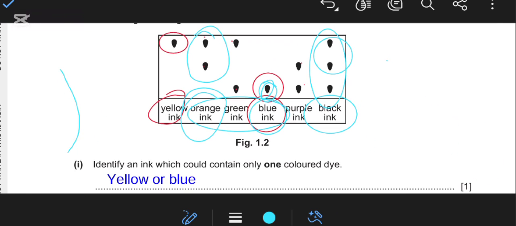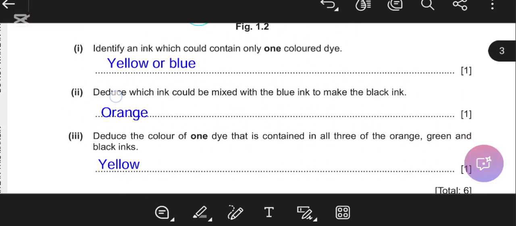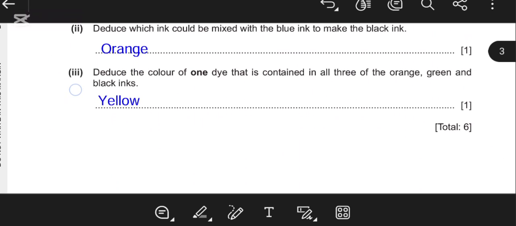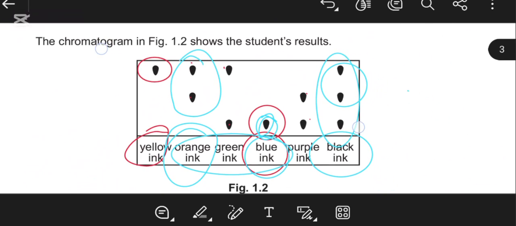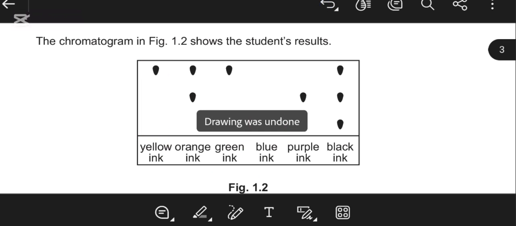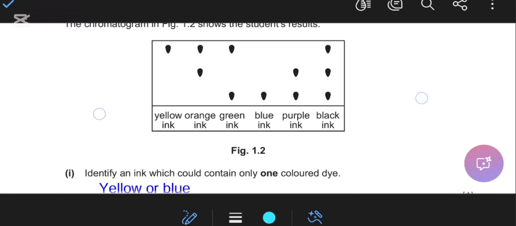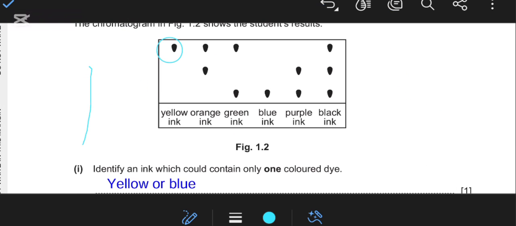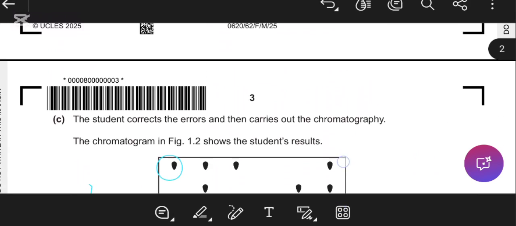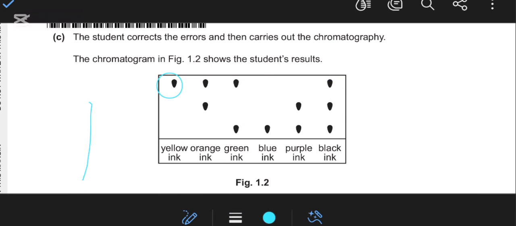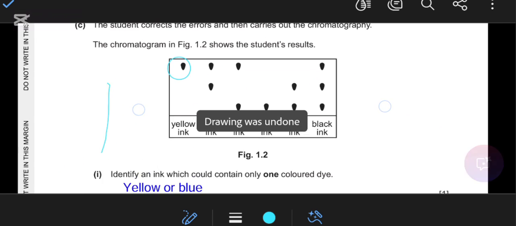So you will write orange, because they've already given that it's mixed with blue. Deduce the color of 1 dye that is contained in all 3 of the orange, green and black inks. You will see here that yellow is the dye. Yellow is over here, and they have asked for orange, green and black inks. If you see over here, this yellow is there in orange, it's there in green, and it's also there in the black. So yellow is the answer.